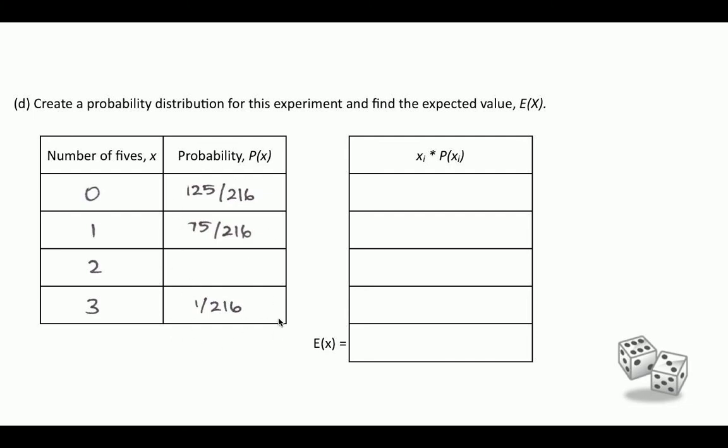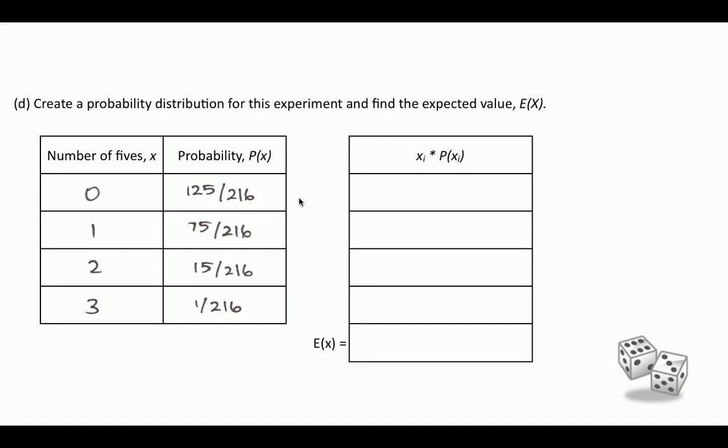So if you take 216 and you subtract 125, you subtract 75, and you subtract 1, you'll be left with 15. And so we know that if we were to add up those 4 probabilities, we would get a sum of 1. So we've just completed the distribution because we've already done most of the work there anyway. Those are all the possible probabilities for all the possible outcomes for this experiment.